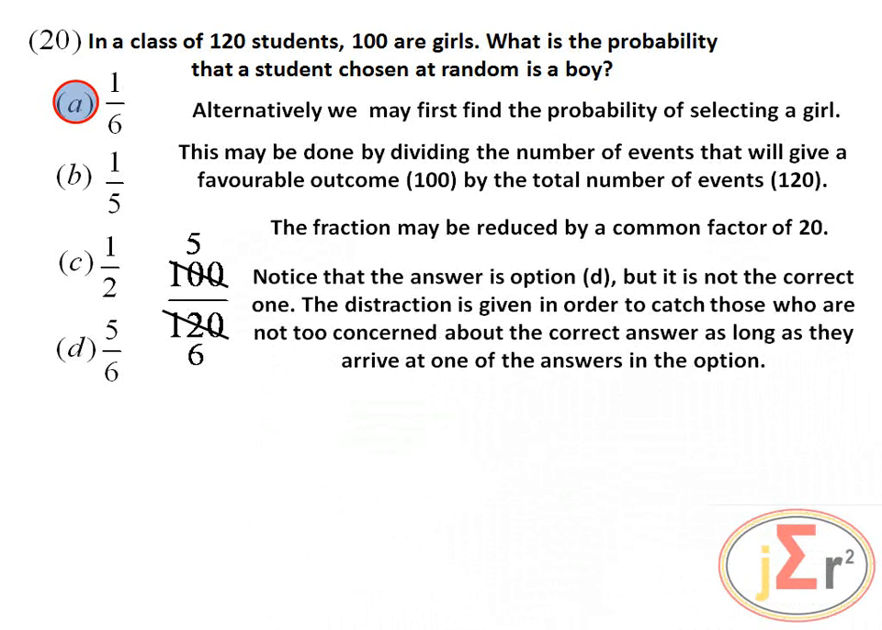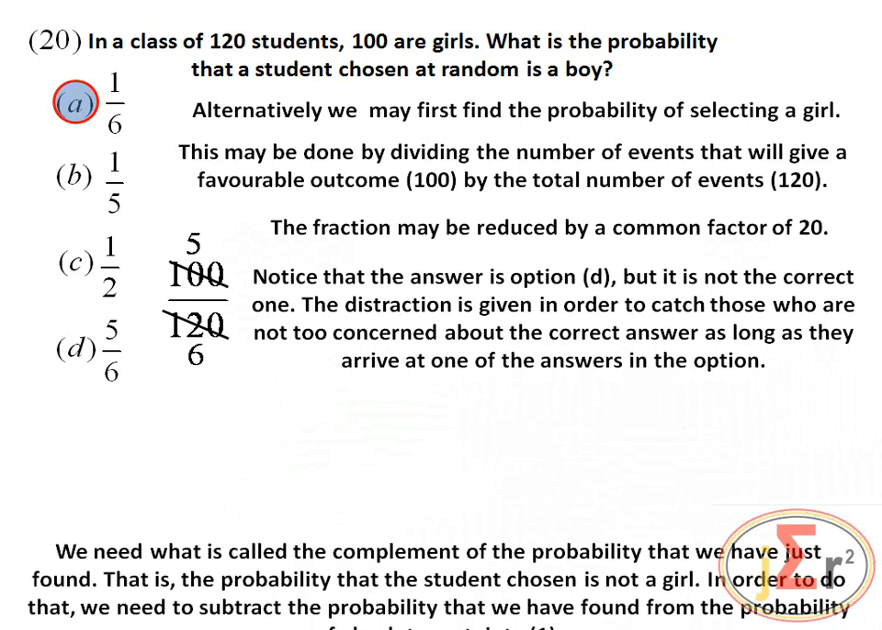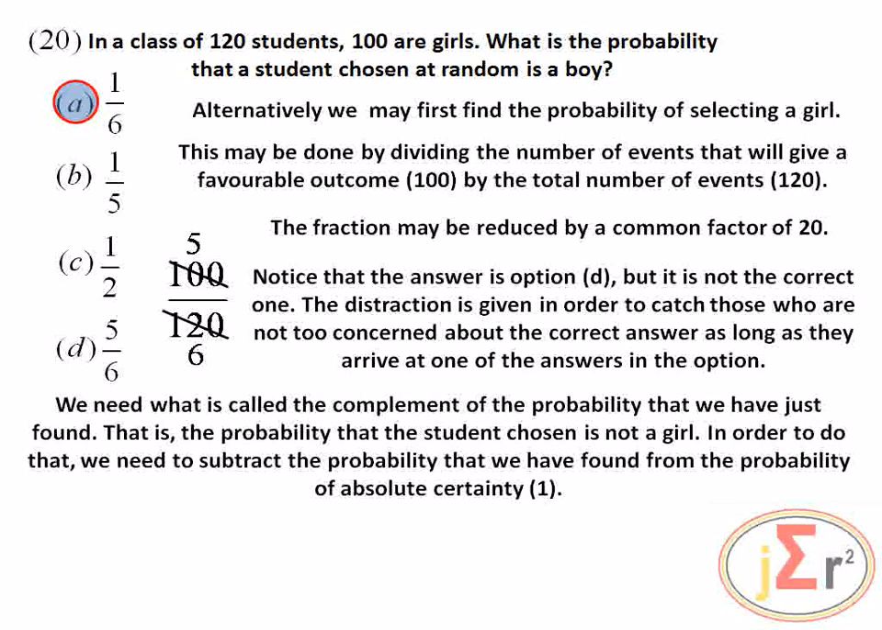The distraction is given in order to catch those who are not too concerned about the correct answer as long as they arrive at one of the answers in the options. We need what is called the complement of the probability that we have just found. So we have 120 students, and we have the probability of selecting a girl. Then the probability of selecting a boy will be the complement of that. That means those who are not girls, they are boys. The complement of the probability of selecting a girl is equal to the probability of selecting a boy.